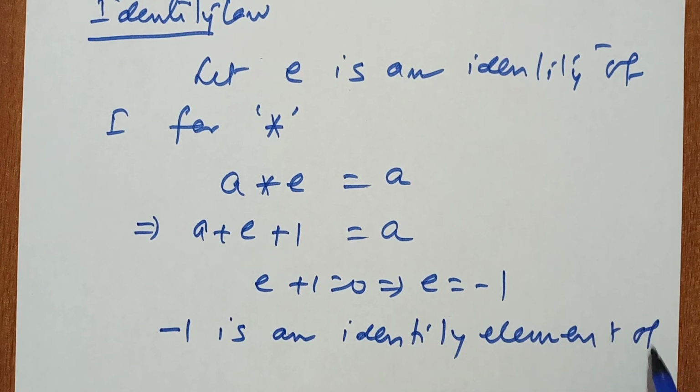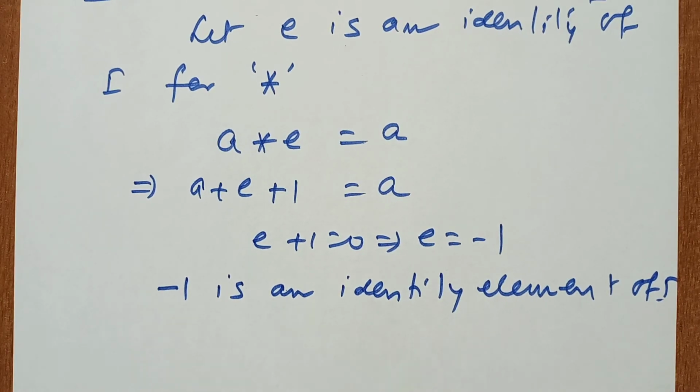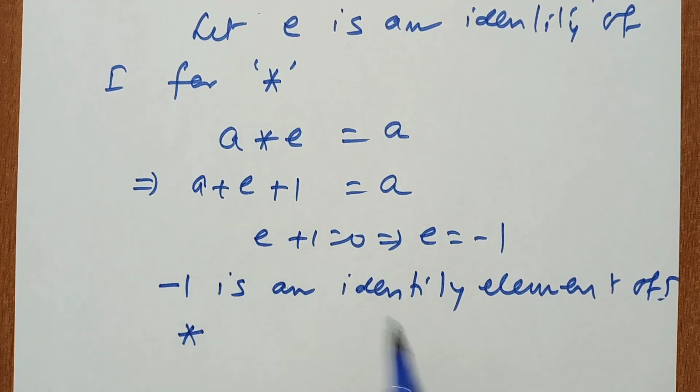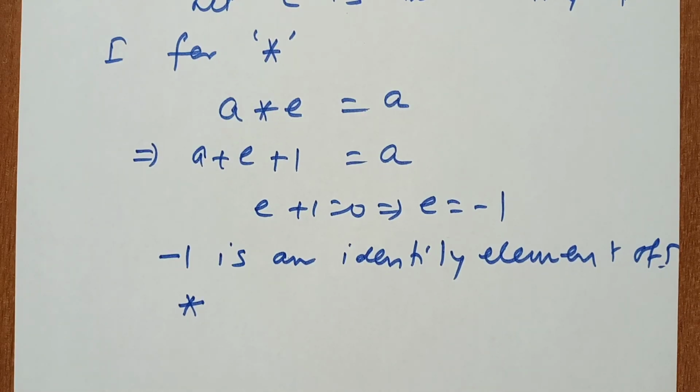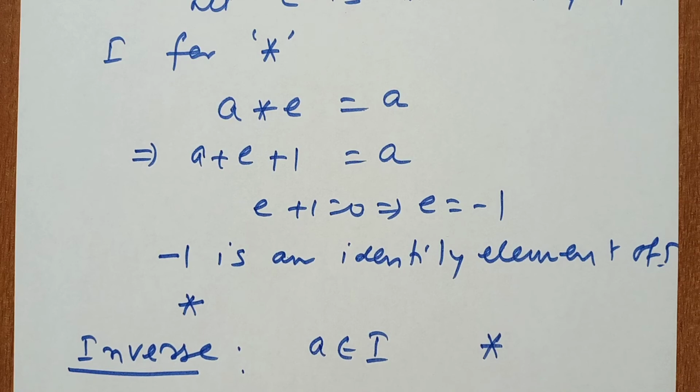Okay, so as you know, in the case of integers, when the operation is star, sometimes a question will ask what is the identity element. So here it is -1. Okay, and next is inverse. I want to calculate the inverse. Suppose A belongs to I. So what is the inverse with respect to this operation?